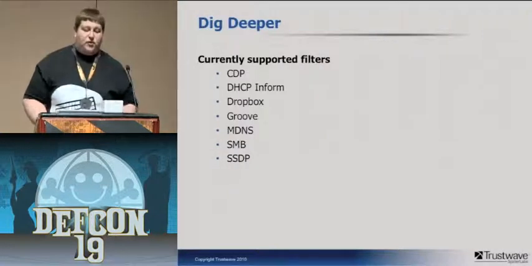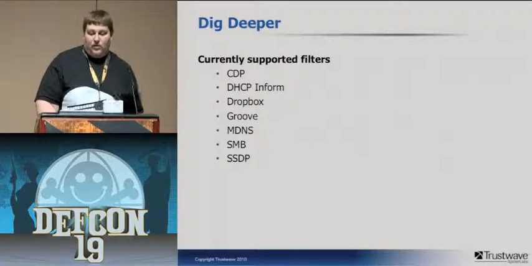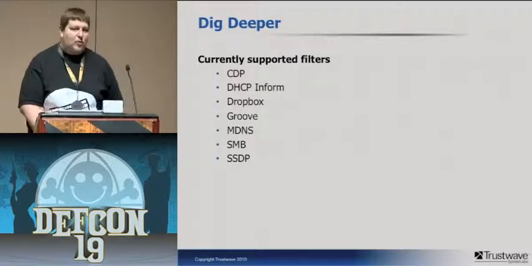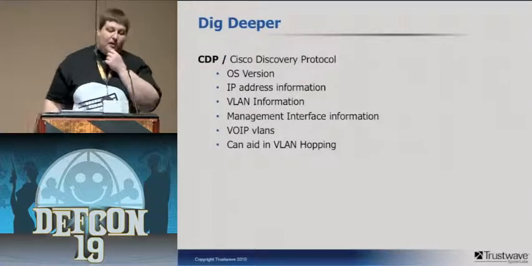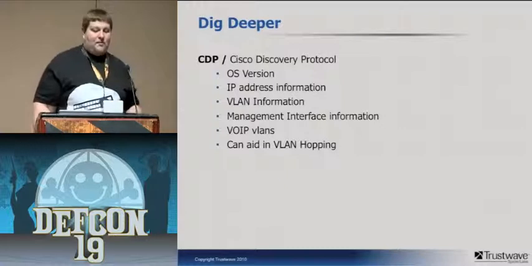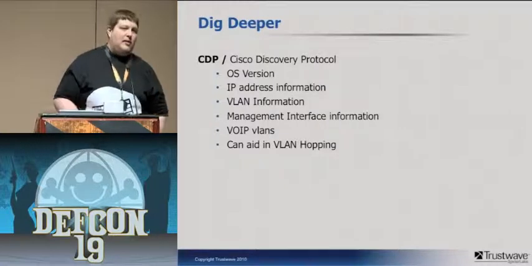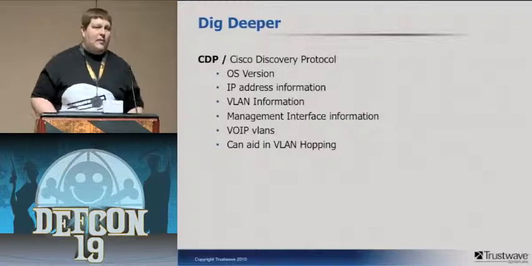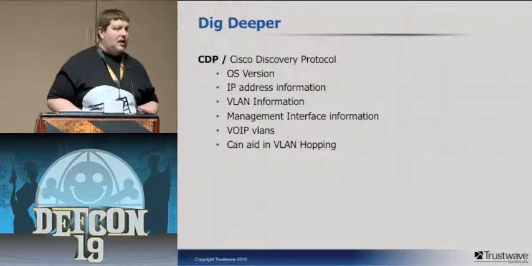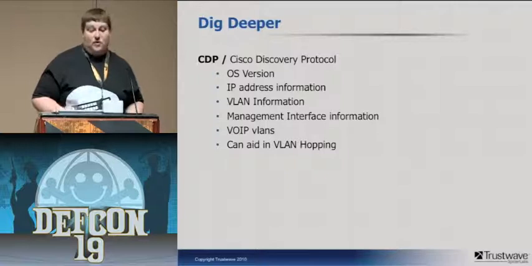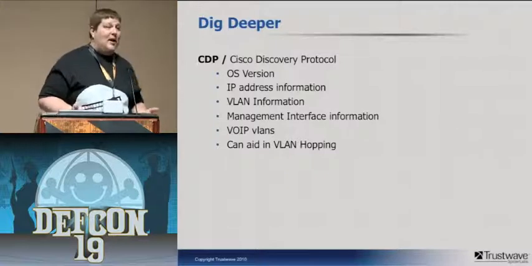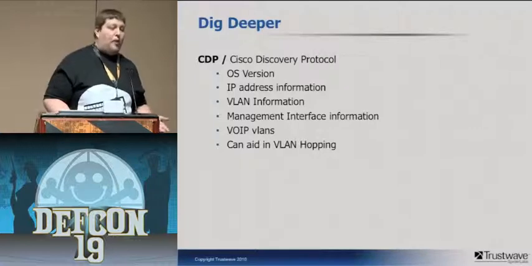So as far as what is currently in each filter, I wanted to talk for a couple minutes about what types of information we're actually gathering. So CDP we looked at for a second. It's got the OS version, IP address information, VLAN information. Where all of this really comes in handy is if you're doing a pen test, a lot of the times you will get things like what the voice over IP VLAN is and other information that can help lead to further compromise. So for instance, since you're going ahead and getting all of the OS versions, if there's a vulnerability in a certain version of IOS, this will certainly help you.